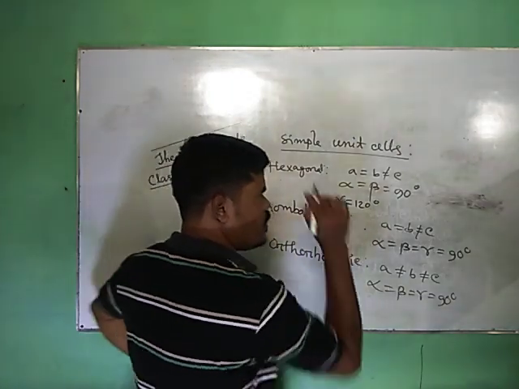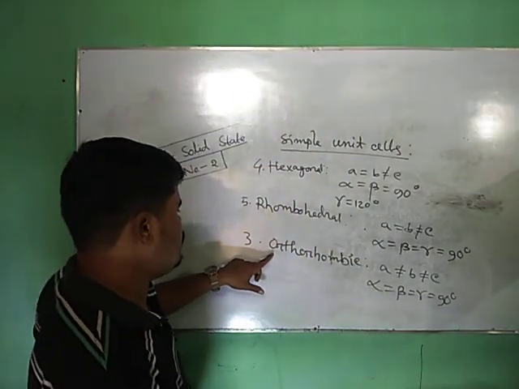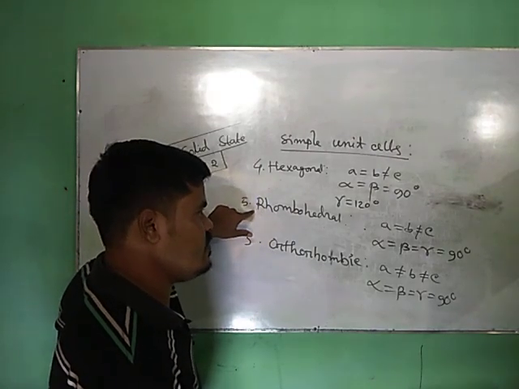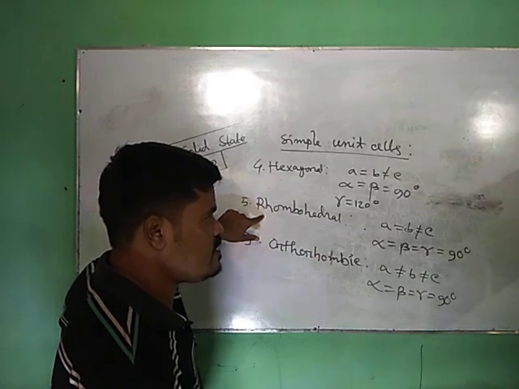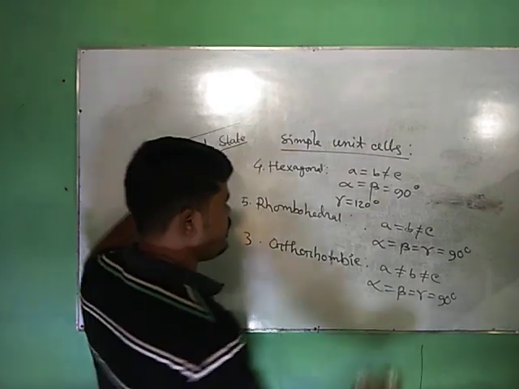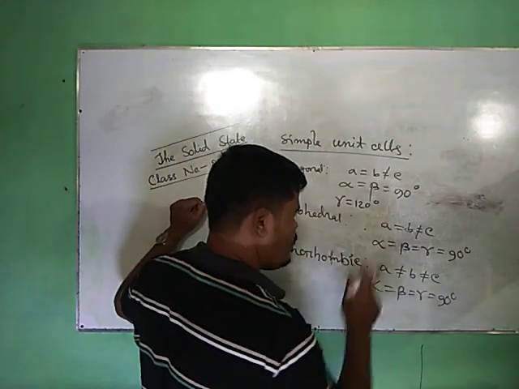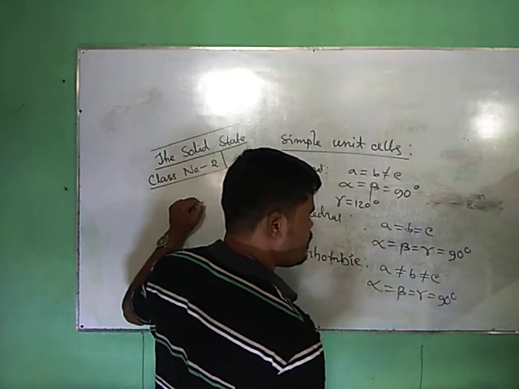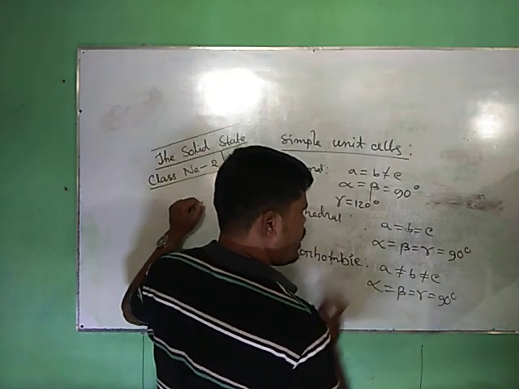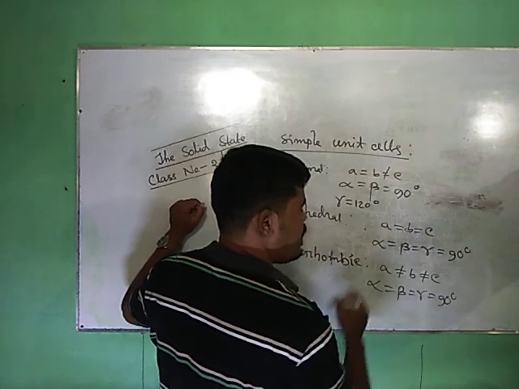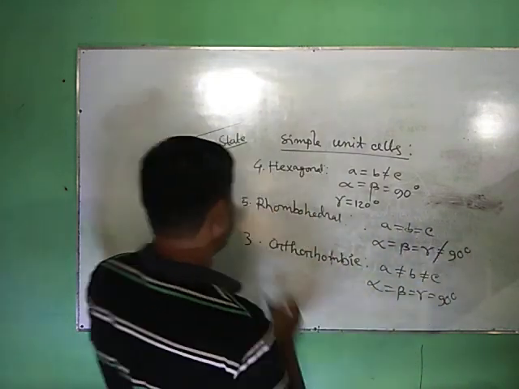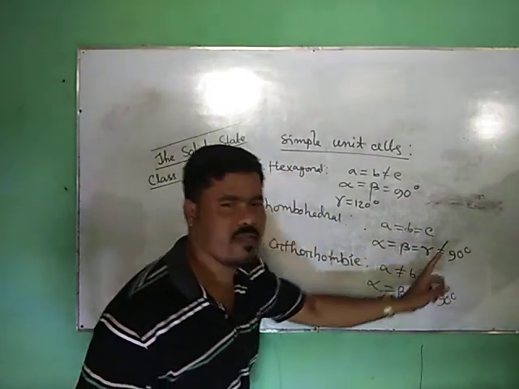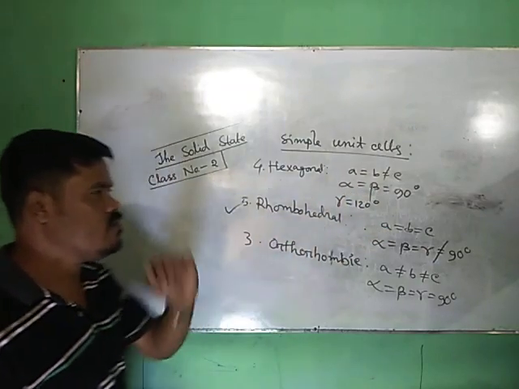Rhombohedral is also called trigonal. What happens? a = b = c, and alpha = beta = gamma, but not equal to 90 degrees. It is like cubic, but this angle is not equal to 90 degrees. All are the same. Rhombohedral, trigonal.